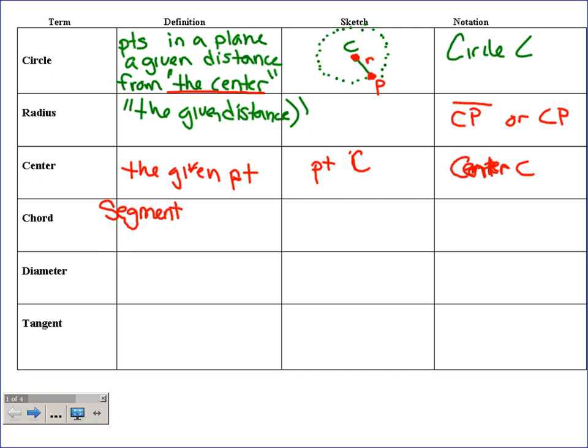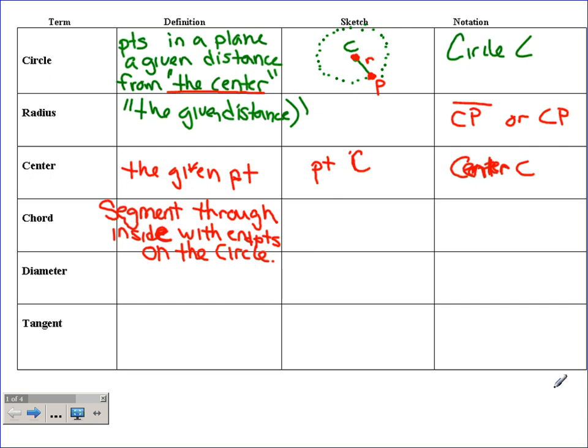Chord. Okay, a chord is a segment through the inside, with endpoints. Man, this is not identifying what I'm actually writing. This is terrible. The endpoints are on the circle. Okay. The segment through the inside, with endpoints on the circle.